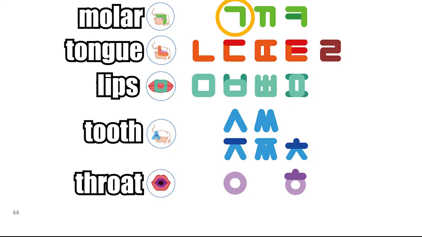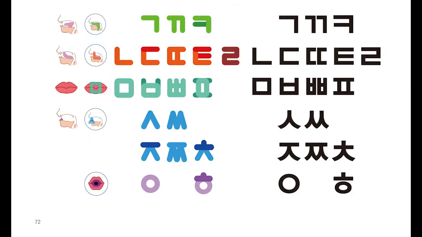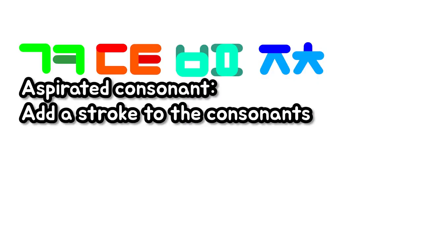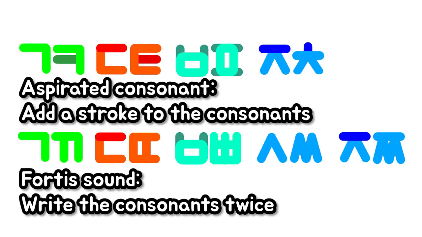G, G, K. N, D, D, T, L. M, B, B, P. S, S, Z, Z, Ch. Ng, H. The consonant system of Hangul reflects the linguistic achievements of mankind accumulated to that time. Knowing basic consonants makes it easy to learn other consonants that represent similar sounds.